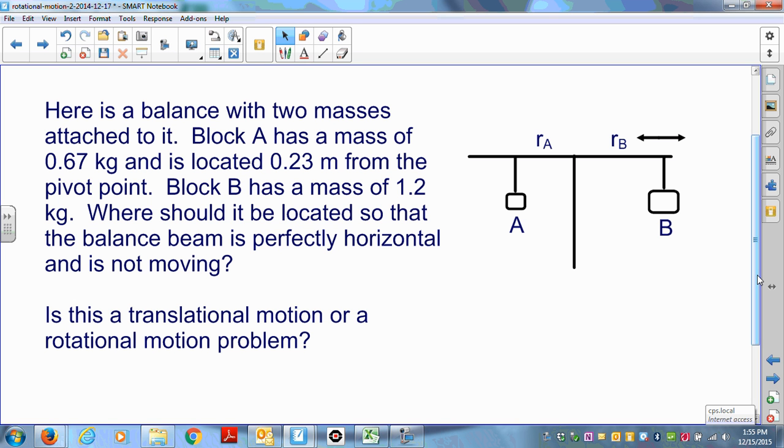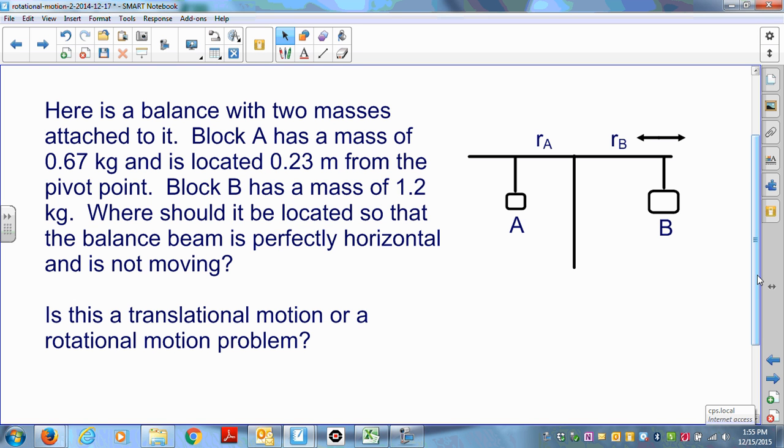Okay, I want mass B to have the same torque, so I need to find out how far away it is. So what I'm going to do is divide my torque by the 1.2 kilograms and see what distance it has to be. And I get about 0.13 meters. So it needs to be 0.13 meters away from the pivot point in order for the torque on A to be equal in magnitude to the torque on B.